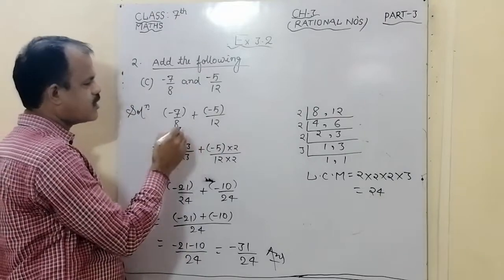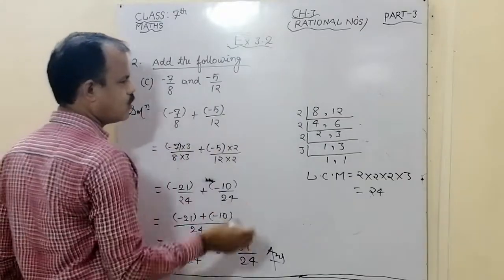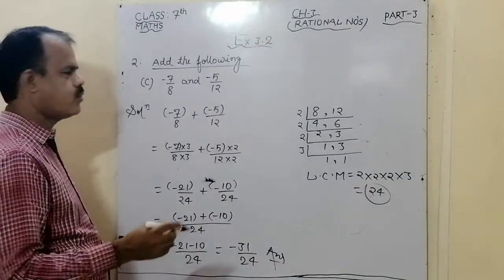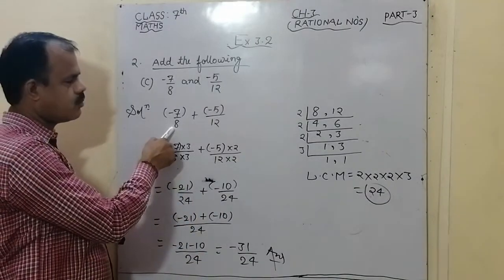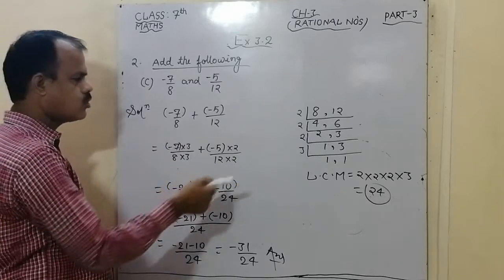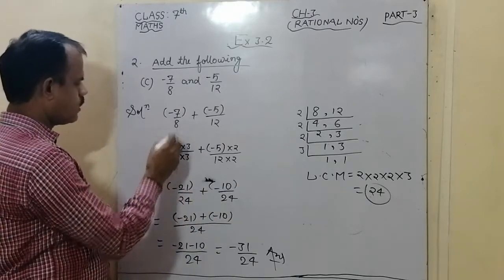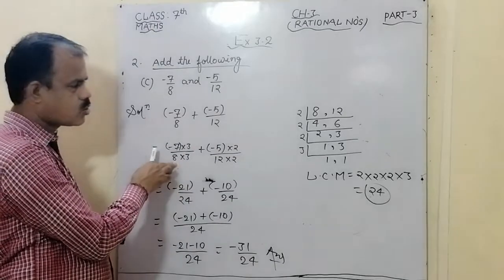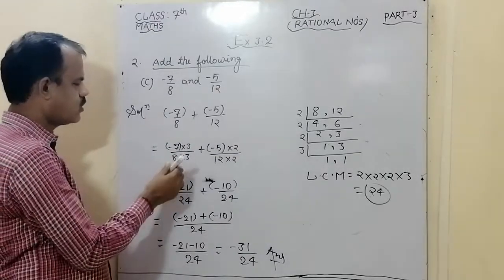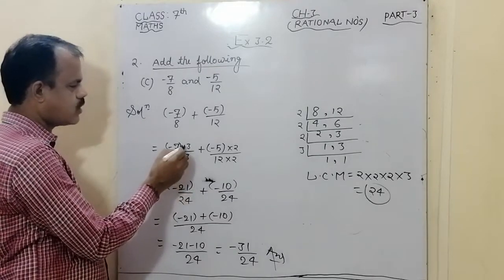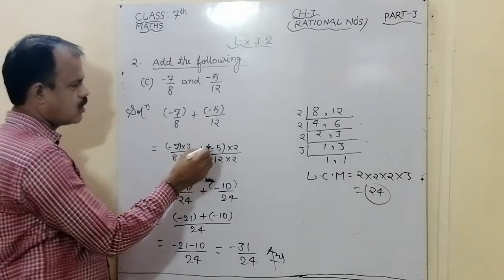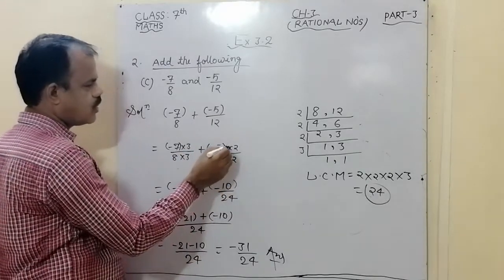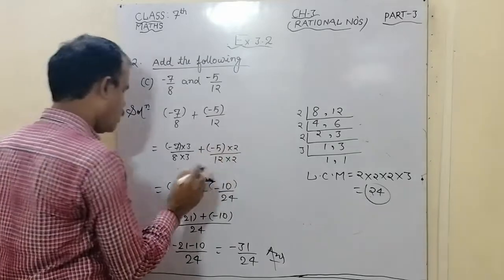So we have to take the LCM of the denominators 8 and 12, and here you see the LCM is 24. So we have to convert the denominators 8 and 12 into 24. Look here, minus 7 by 8. By what number do you have to multiply 8 so that the product is 24? Multiply by 3, so the numerator is also multiplied by 3. Here also, see minus 5 by 12. 12 twos are 24, so in the numerator you multiply by 2.